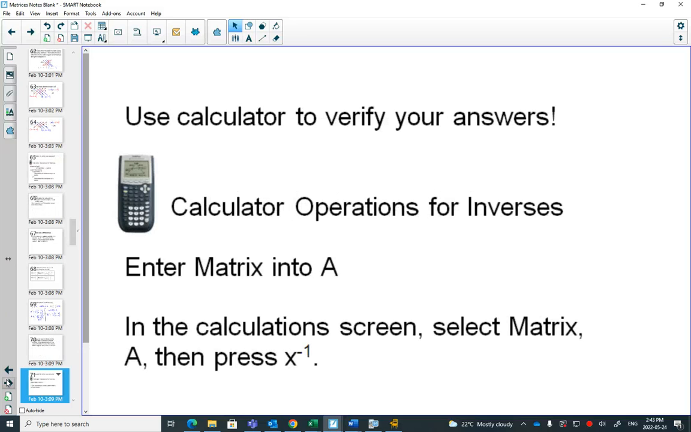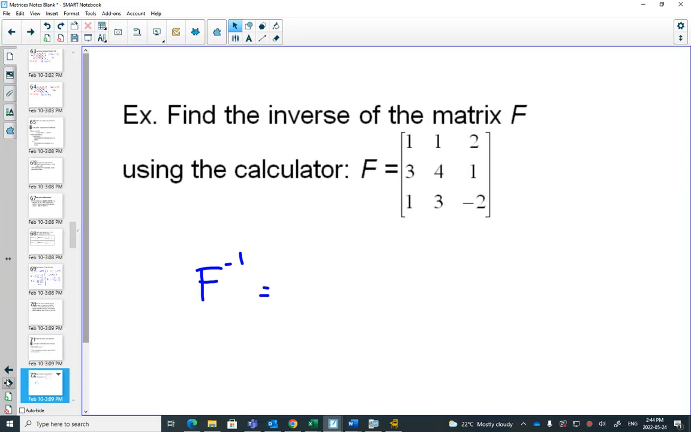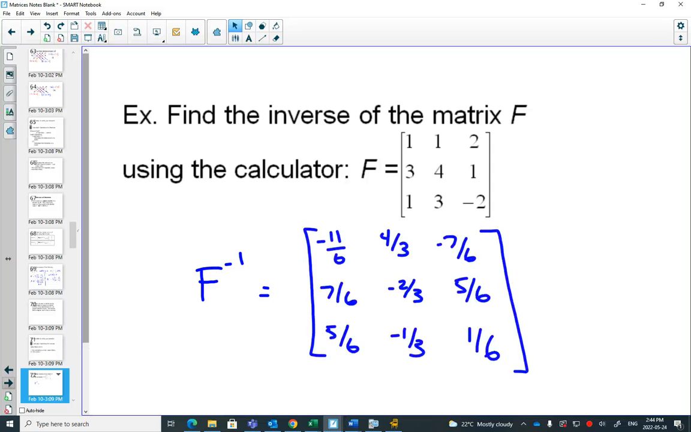Okay, for our 3x3s, there is a nice long-winded way to find a determinant or the inverse of a 3x3 without a calculator. It is not pretty. So for 3x3s, we will use our calculator to find it. So type this one into your calculator. Push enter, push x inverse, get the value, see if you get the same answer that I did.